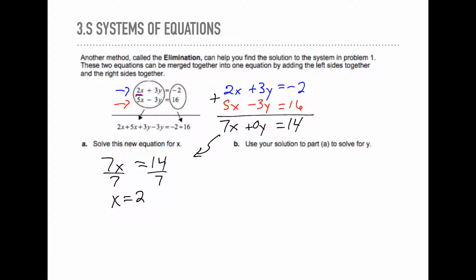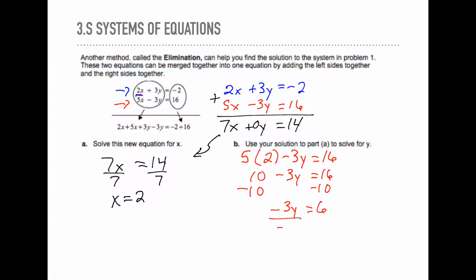Last time I plugged it into the blue one, so let's just plug it into the red one to see how that works out for us this time. So 5 times 2 minus 3y is equal to 16. 5 times 2 is 10, minus 3y equals 16. I'm going to subtract 10 from both sides since that 10 is positive. Get -3y equals 6. Divide by -3, divide by -3, and get y equals -2.